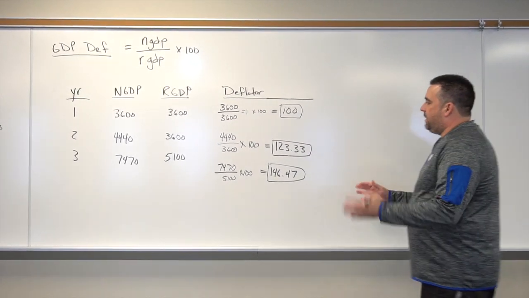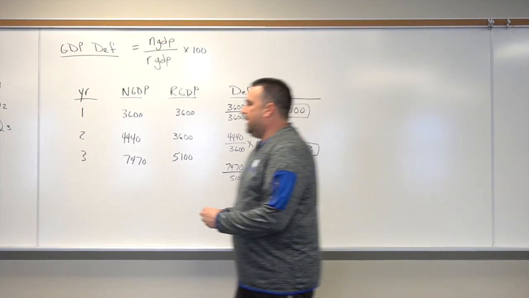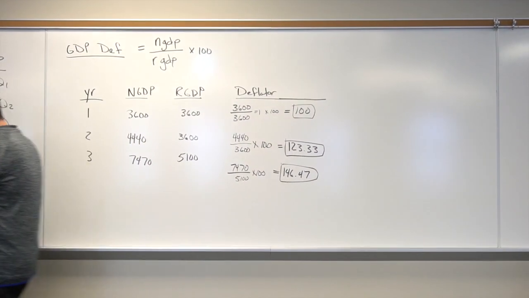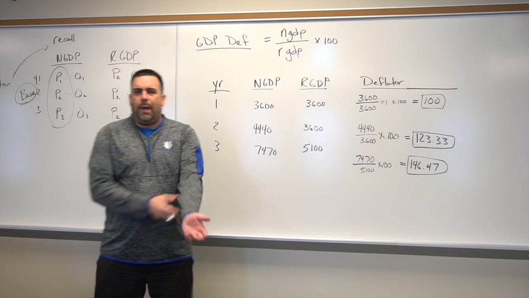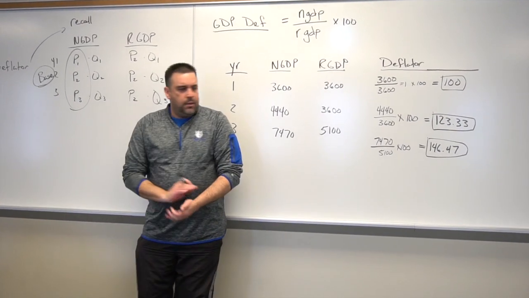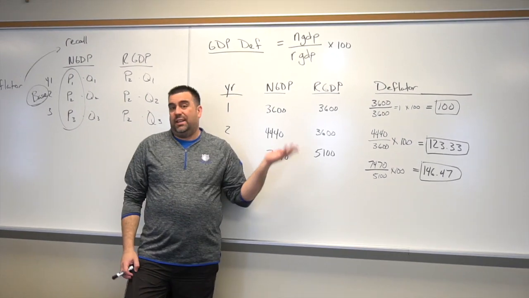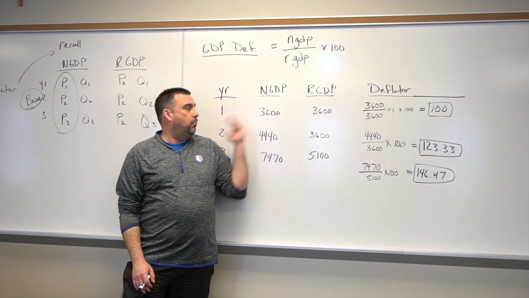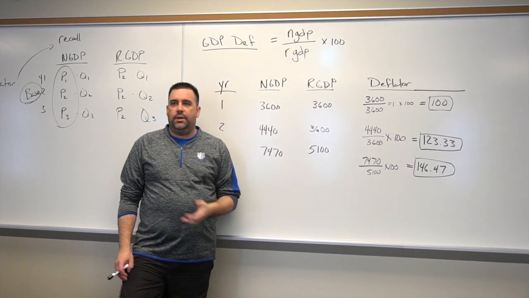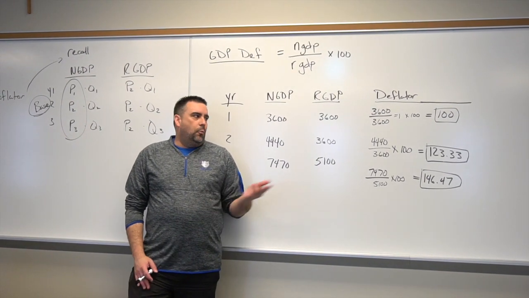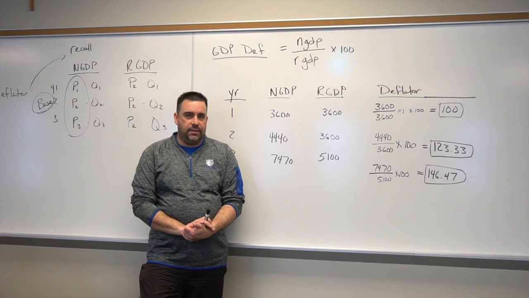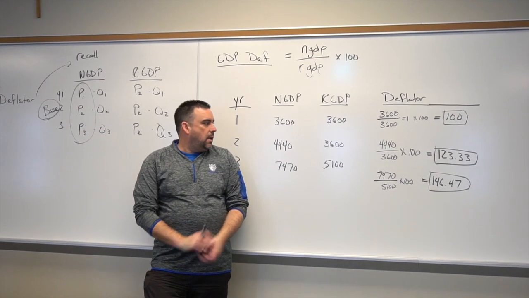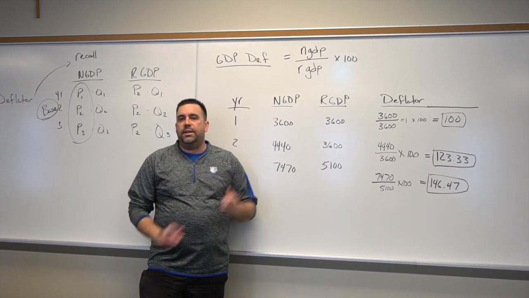So that's our basic way of looking at and calculating the GDP deflator. The GDP deflator has some pluses and minuses. First of all, I think it's pretty easy to calculate. We've already learned how to do real and nominal GDP. Once we have those values, which are readily available online on that FRED site, it's really easy to calculate.